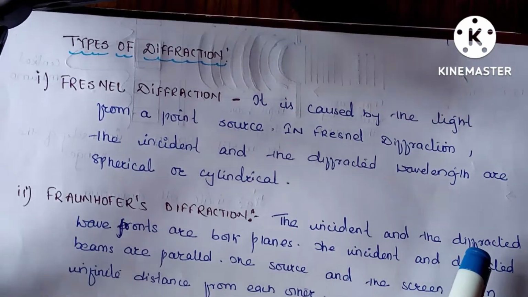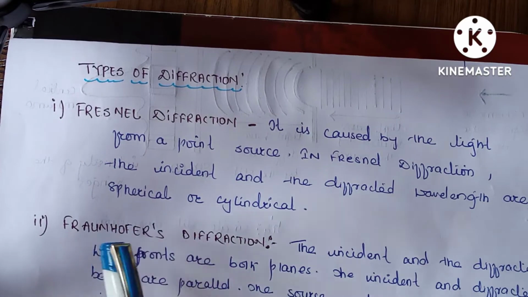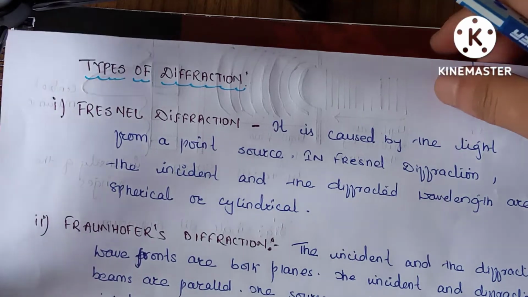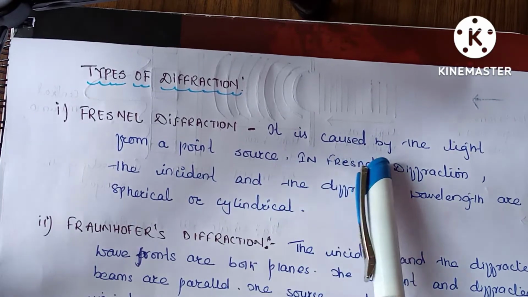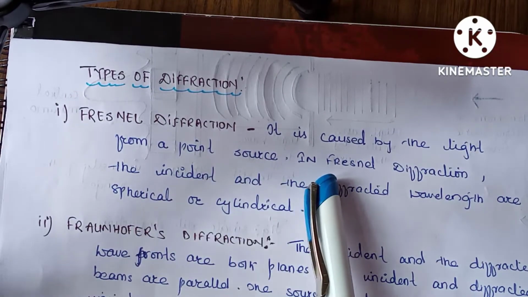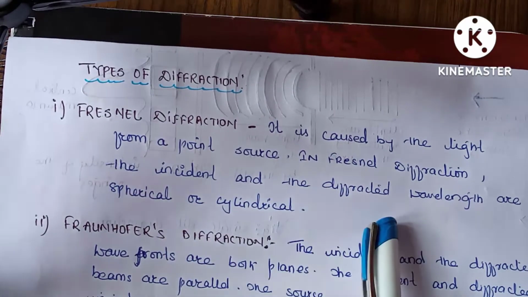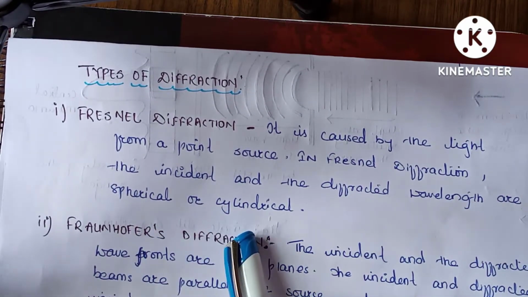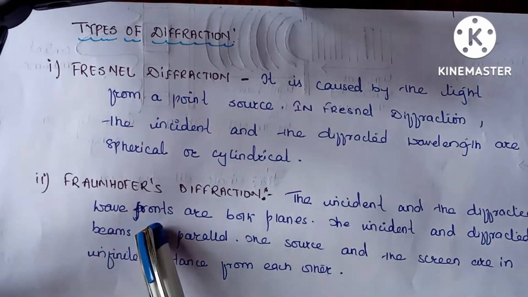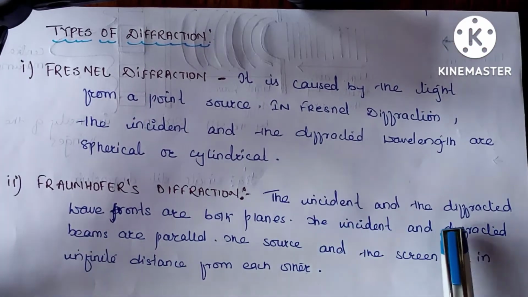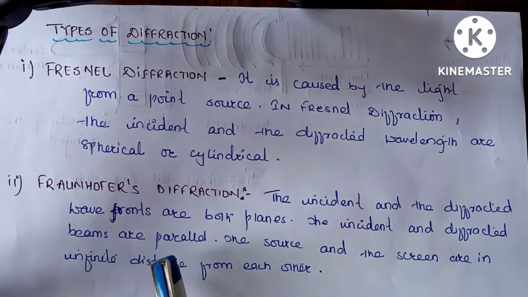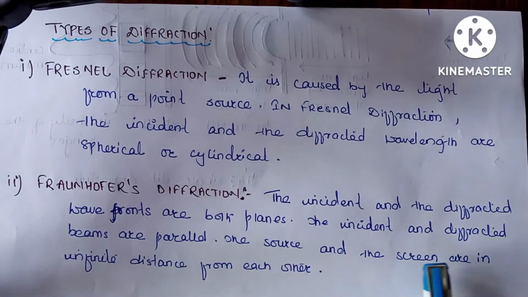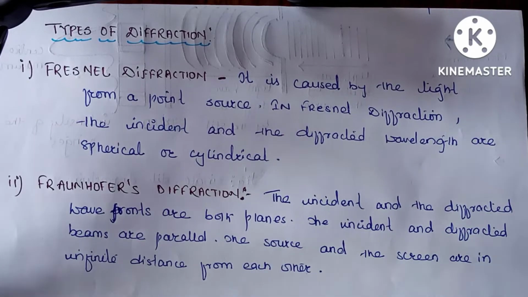Now there are two types of diffraction. Number 1 is Fresnel diffraction and number 2 is Fraunhofer diffraction. Now let's see their definitions. Number 1, Fresnel diffraction. It is caused by the light from a point source. In Fresnel diffraction, the incident and the diffracted wavefronts are spherical or cylindrical. Now, Fraunhofer diffraction. The incident and the diffracted wavefronts are both planes. The incident and diffracted beams are parallel. The source and the screen are at infinite distance from each other.